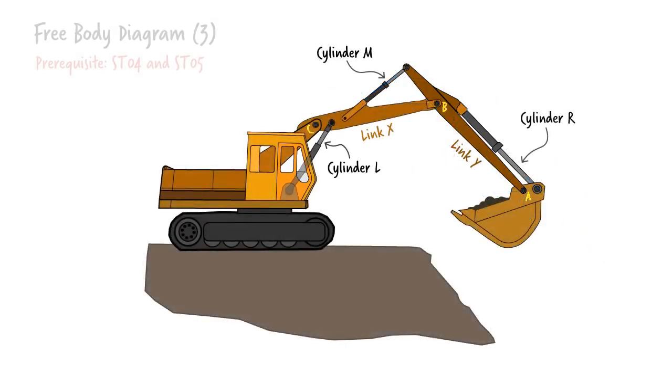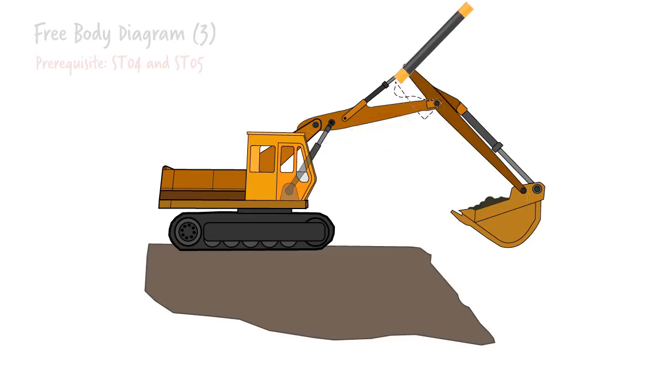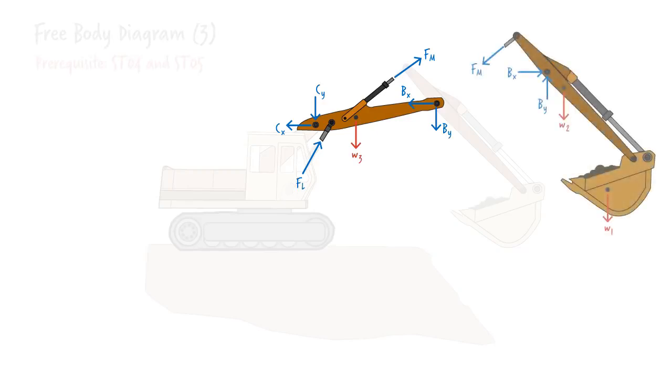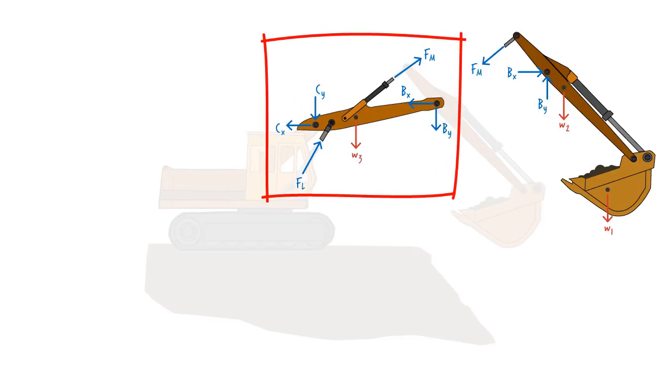We can determine the internal forces in link X in a similar manner. We isolate the link and draw its free body diagram. Here, too, we have too many unknown forces. So we need to use another free body diagram to calculate 3 of the unknowns. Previously, we drew this free body diagram for calculating the force in cylinder M. Given that the diagram has 3 of the unknown forces, we can use it to calculate them. The remaining 3 unknowns can then be determined by writing and solving the equilibrium equations for the link.